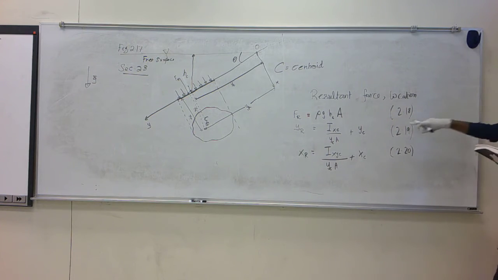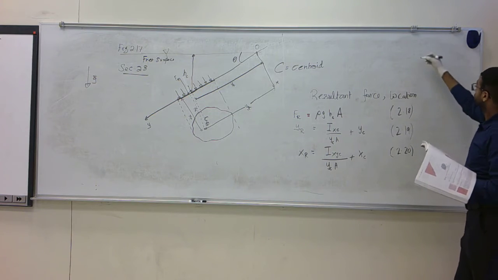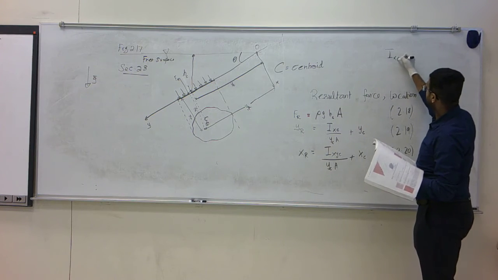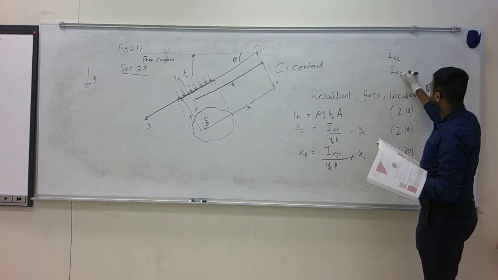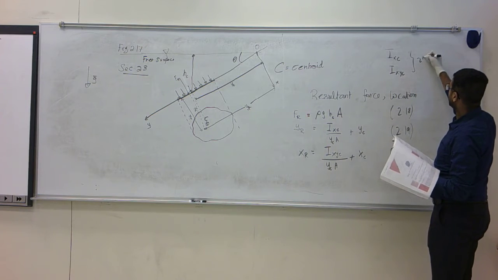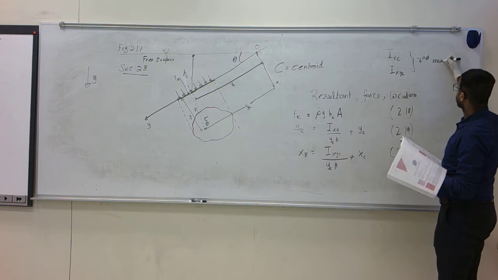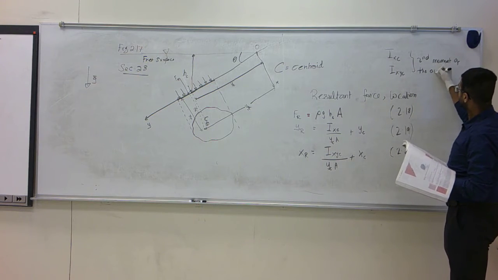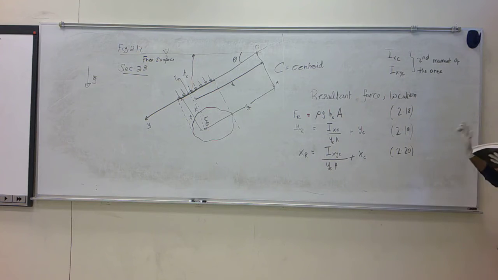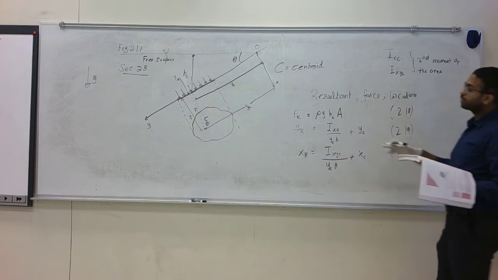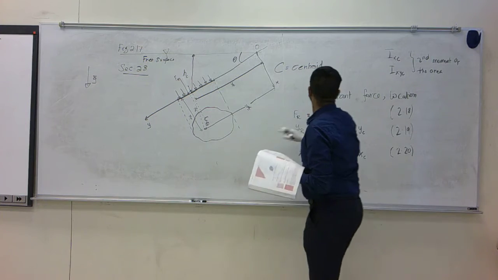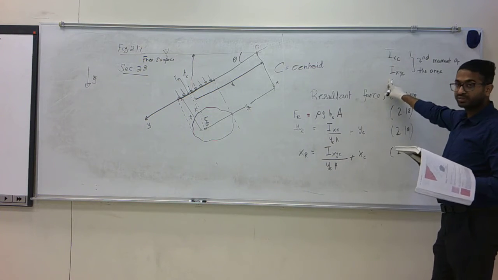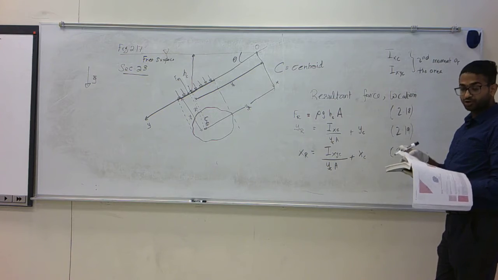Now Ixc and Ixyc are the second moments of the area on which we are trying to calculate the force. So if you know the shape of this surface, you can calculate Ixc and Ixyc. There are methods in statics to do that.